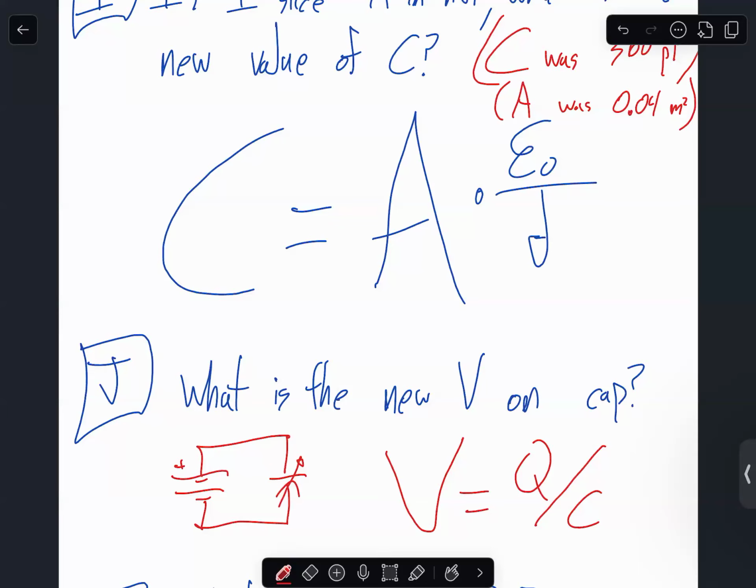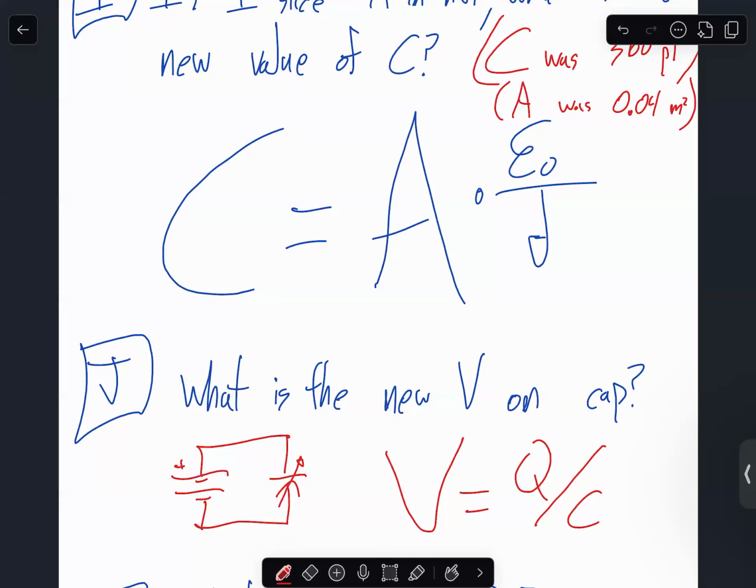Wait, but hold on a second. Why do I think the charge stays the same? What evidence do you have that charge stays the same? You're not changing anything about the plate separation. Here, I don't know if charge is the same. So I have to consider I've got two component circuits. I've really got two unknowns, voltage and charge, and both could change.